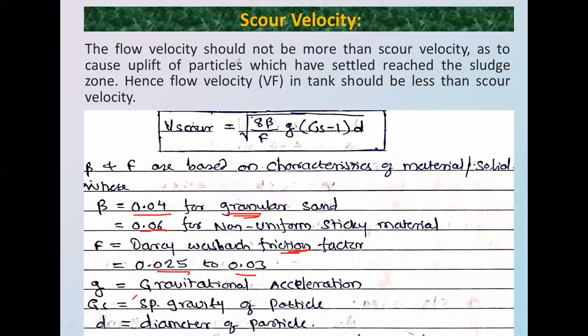The flow velocity should not be more than the scour velocity, as to cause uplift of the particle. If the flow velocity becomes greater than the scour velocity, what will happen? A lift of the particle will occur, which has been settled there already. Hence, flow velocity in the tank should be less than that of the scour velocity. Write down the title, write down the formula.